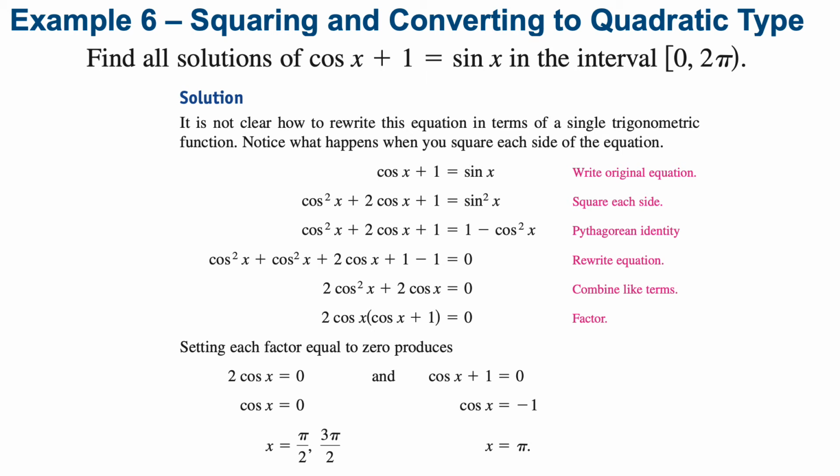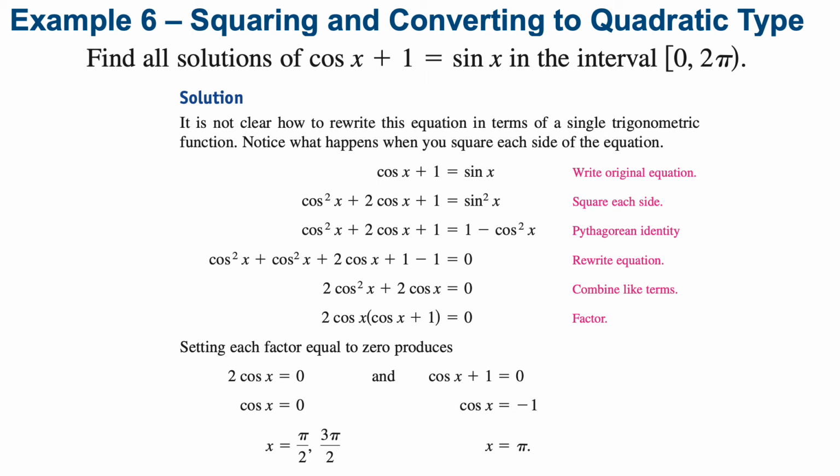If I do that, what's going to happen? I'm going to move everything over to the left and get 0. So I subtract 1 from both sides, and I add cosine squared of x to both sides. The cosine squared plus cosine squared will be 2 cosine squared of x. Then you'll have a 2 cosine of x, but the ones will cancel out. So you're finally left with 2 cosine squared x plus 2 cosine of x equals 0.